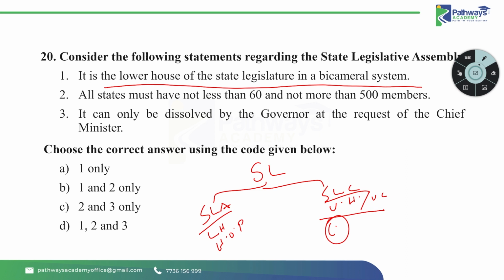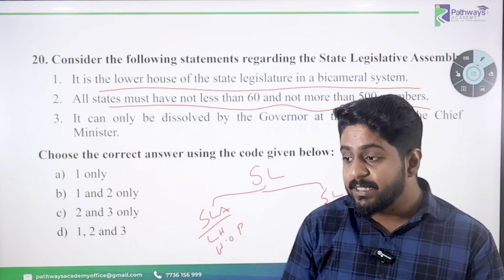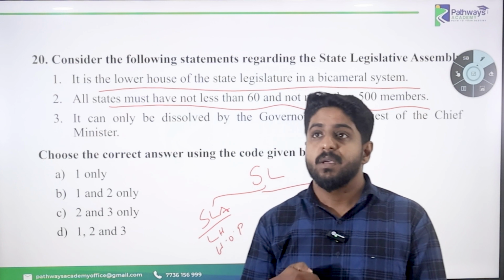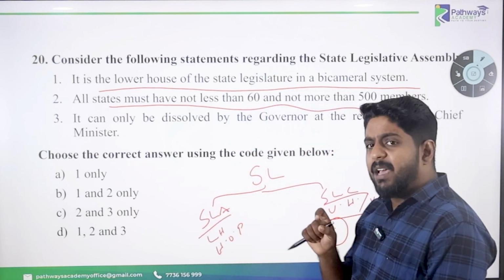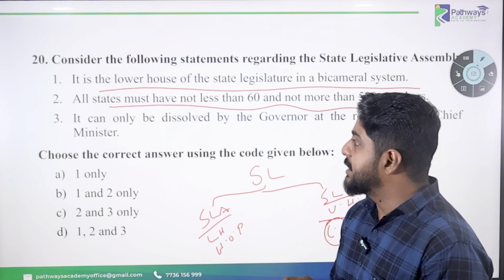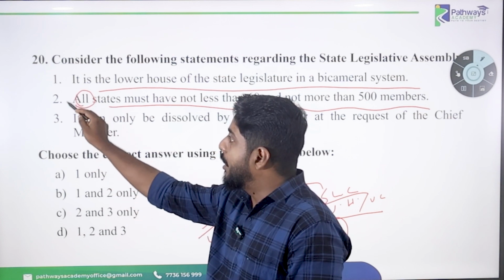So first option says it is the lower house of the state legislature in a bicameral system. Second option says all states must have not less than 60 and more than 500 members. Usually this is right, but there are certain exceptions for smaller states like Goa and Mizoram. In fact, they do not have 60 members because they are very small states. So this particular statement, because of 'all states', is wrong.